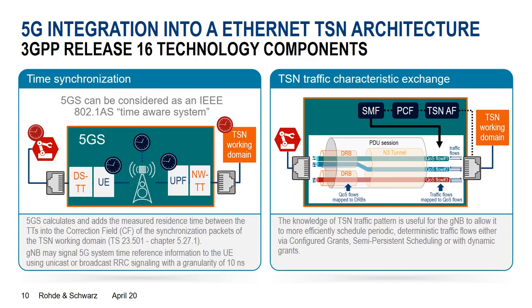So with knowing the TSN characteristics of the traffic, we can optimally schedule the traffic in the 5G system. These are the two main components that are added in Release 16, and that's why people wait for Release 16 implementations to become commercially available to really have big implementations in their target scenarios, let's say.